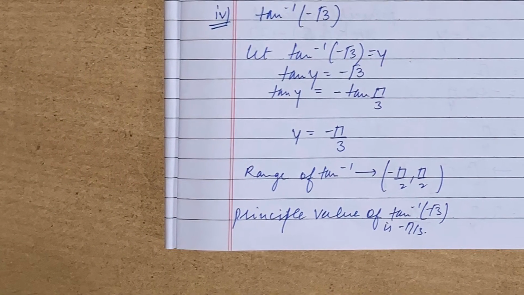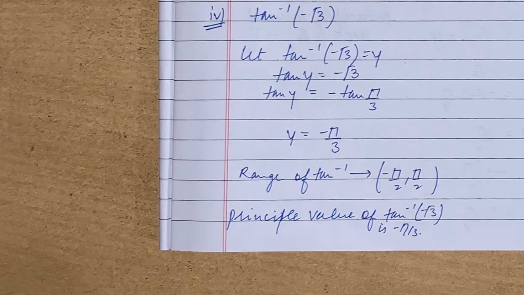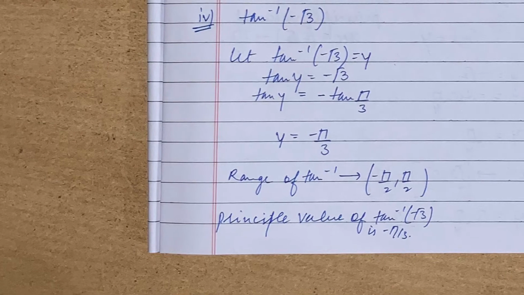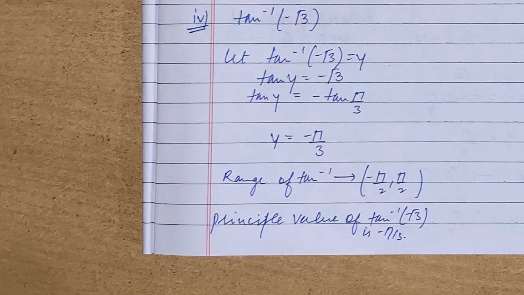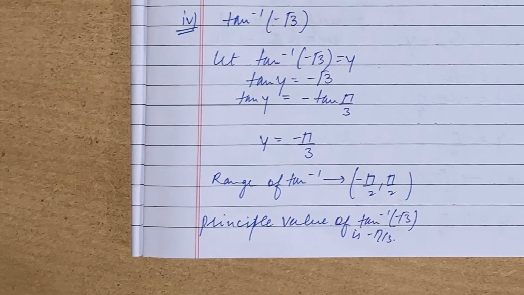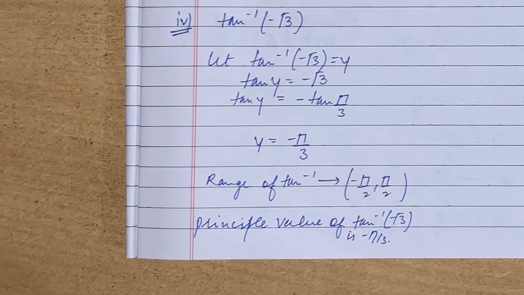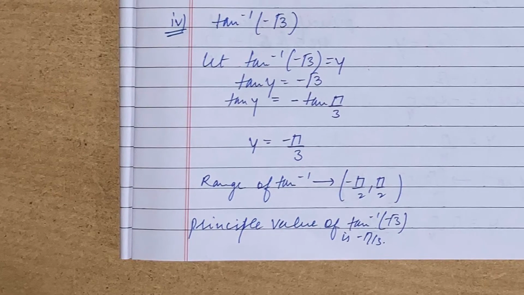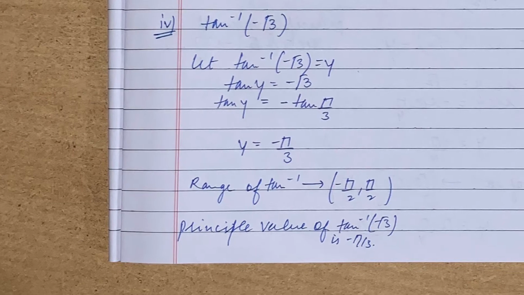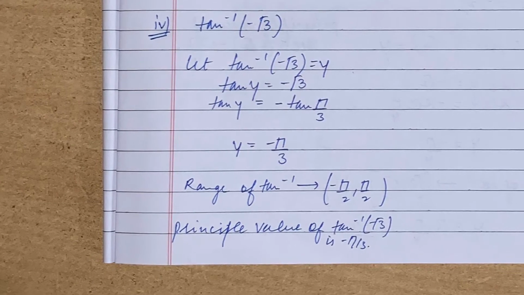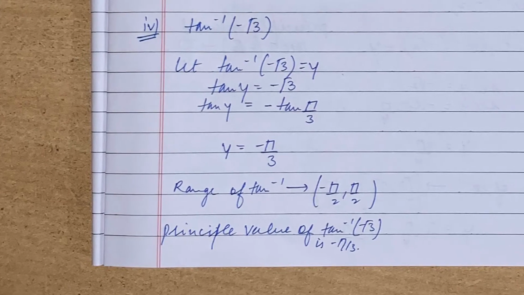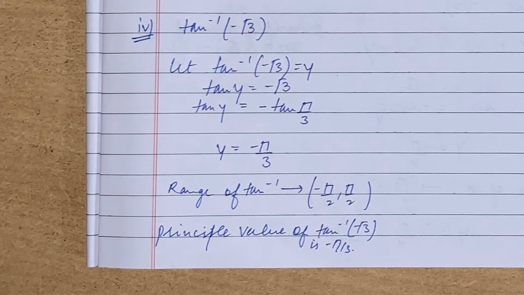Sorry guys, due to some technical reasons, I was unable to record another part of this question. So I will tell you, and this is the picture of the solution. We will take y to be minus pi/3, as tan and tan cancel each other, and as we know the range of tan inverse is minus pi/2 to pi/2. We write that the principal value of tan inverse of minus root 3 is minus pi/3, as it is in the range.